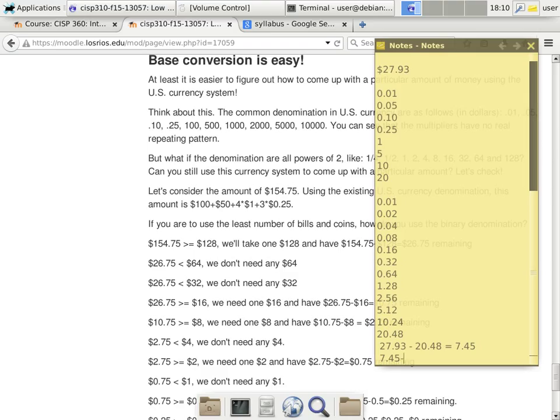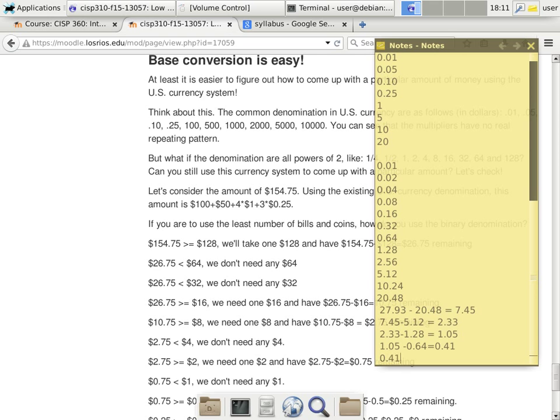So the next one down is 512. We'll take one of those, 512, and we have 233 left. You look at 233, and you say, well, we're going to skip 256. We'll go straight to 128. So let's get one of those, and we get 105 left. We look at 105, and what is the next one down? 64. We get one of the 64s, and we get 41.